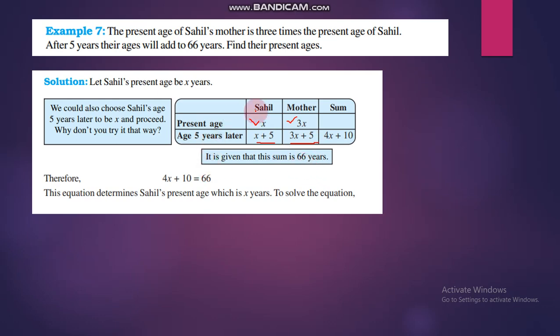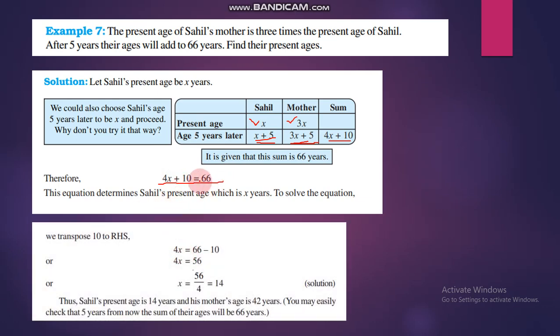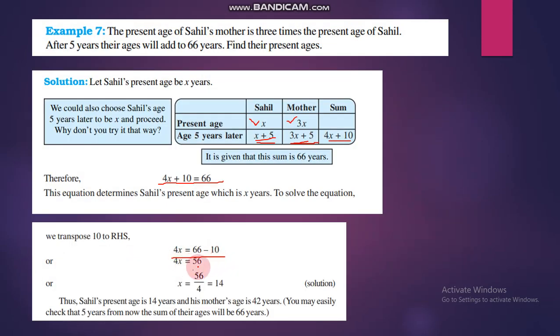Now the condition given is that their sum is 66 years. So let us add these two ages, x plus 5 plus 3x plus 5, we get 4x plus 10 as their sum. So arrange these values and make an equation, that is 4x plus 10 is equal to 66. Now to transpose this 10 to the opposite side, we get 4x is equal to 66 minus 10. So 66 minus 10, here we get 4x is equal to 56.